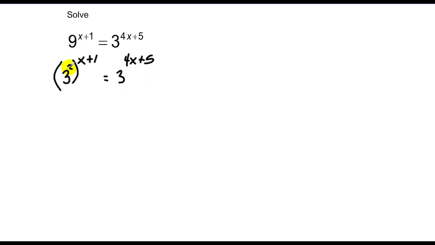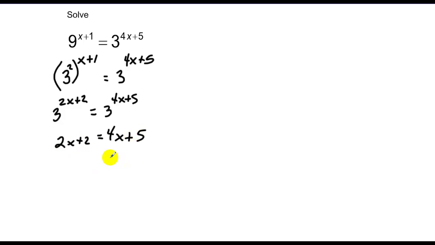So in this case, we have a power to a power. We multiply powers. So we have 3 to the 2x plus 2 is equal to 3 to the 4x plus 5. And now I have the same base, so I set the exponents equal to each other. So I have 2x plus 2 is equal to 4x plus 5. Bring 2x over. Bring the 5 over. And x equals negative 3/2.